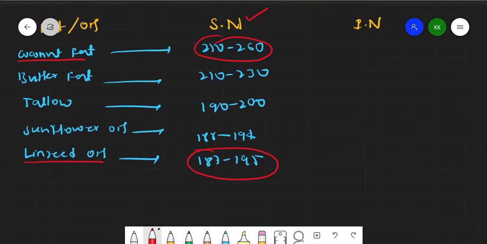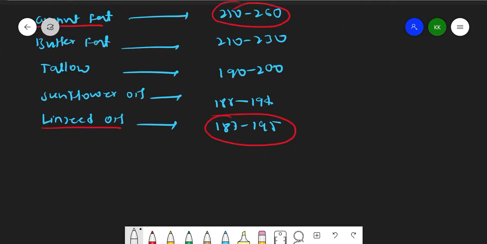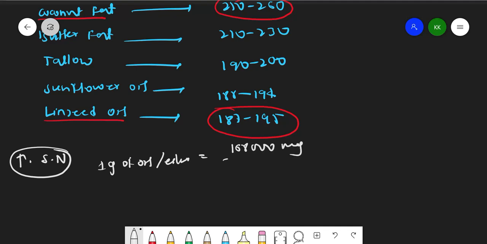So for the one which has greater saponification number, you should now be able to tell. I have told, greater the saponification number, it means it has consumed more. See here, saponification number means 1 gram of oil or fat, or sometimes we call it ester, requires 168,000 milligrams of KOH divided by the molecular weight of fat or oil.